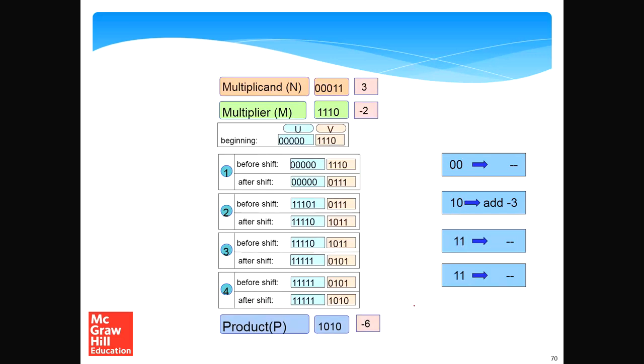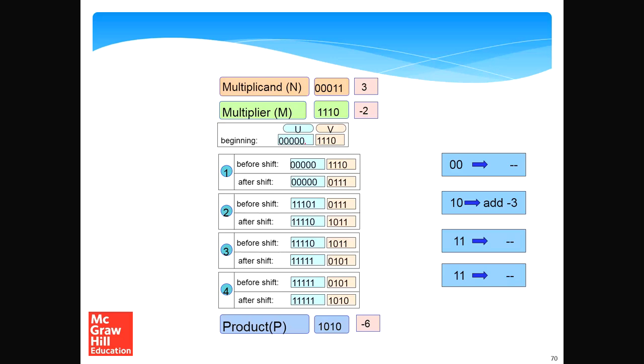So let us now consider a multiplier with a run of 1s. And also the multiplier is negative, so this represents a fairly complicated case for us. Let's start the way that we should start, by first loading the multiplier into V. The multiplier is minus 2 in this case, so it is 1110.